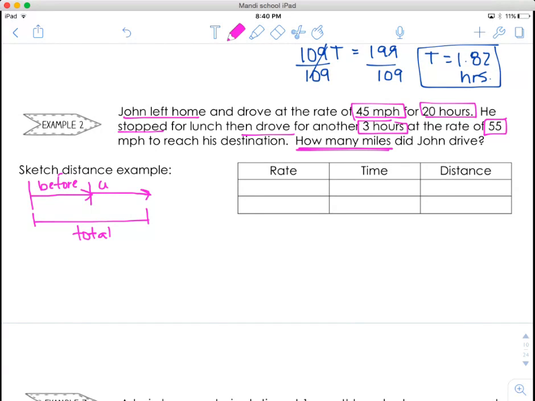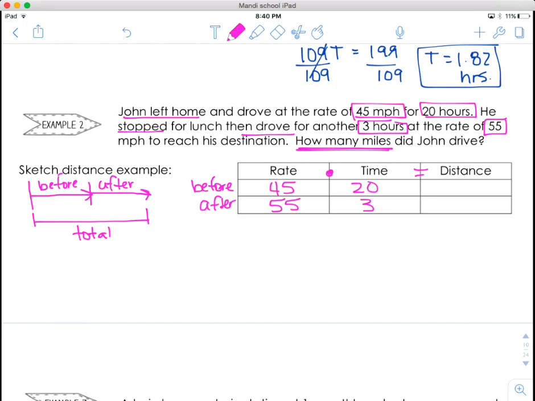This was after lunch, and you can call it whatever you want. So we will have before in our table and after. So before lunch, he was driving at a rate of 45 miles per hour for 20 hours. And then after lunch, he drove for 3 hours at 55 miles per hour.